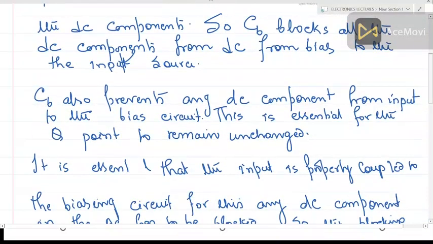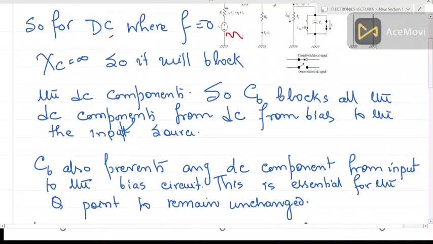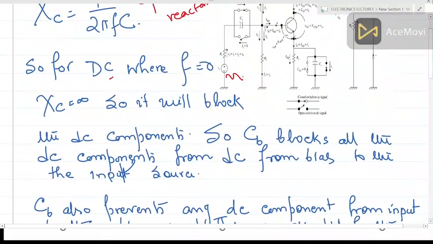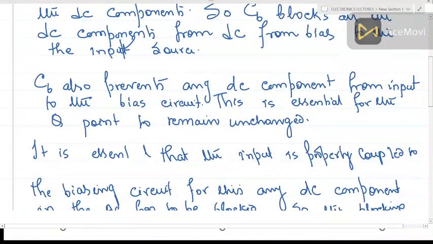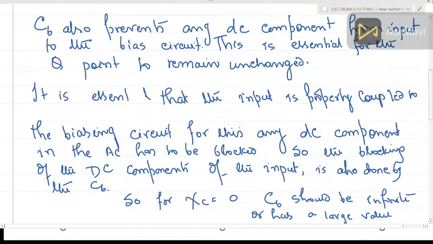Again, this is the basic function of this CB: the input signal should be properly coupled to the biasing circuit and the transistor circuit. Only then will proper amplification take place. So it is essential that the input is properly coupled to the biasing circuit, and for this any DC component in the AC has to be blocked. Only the AC part of the input signal should reach the biasing circuit and be amplified. So the blocking of the DC component is done by this blocking capacitor. That is why it is called blocking capacitor, CB.